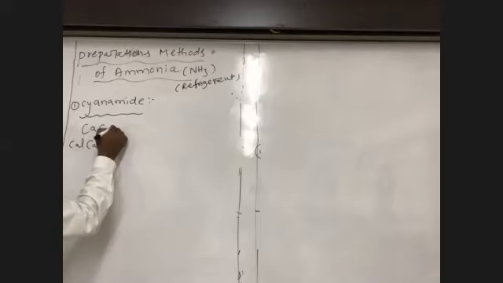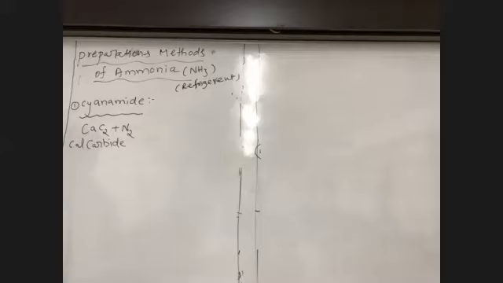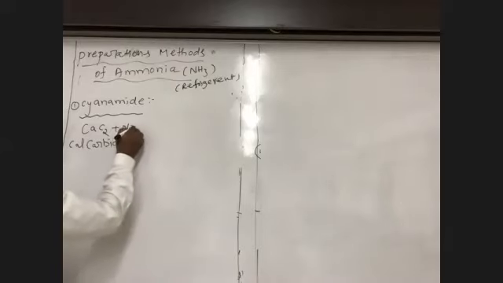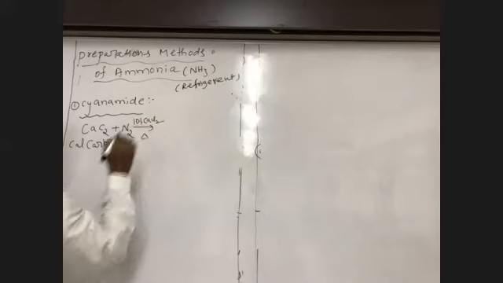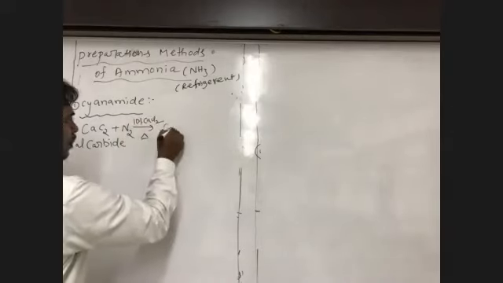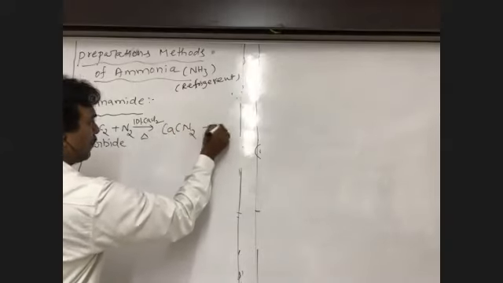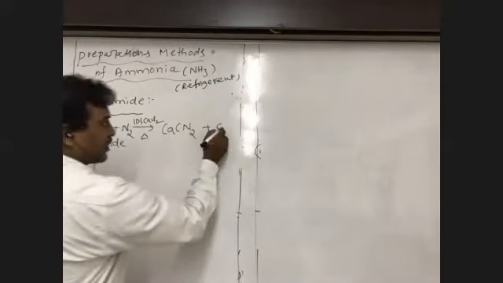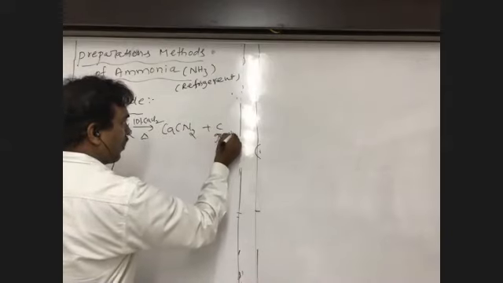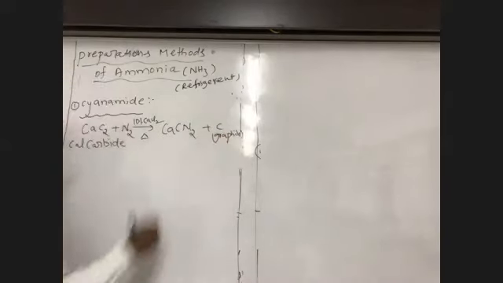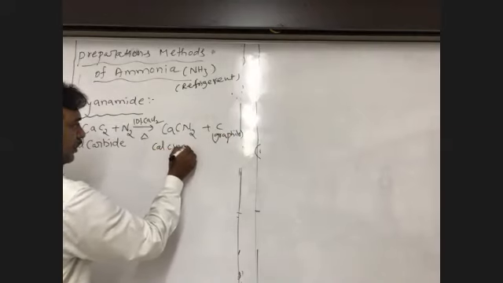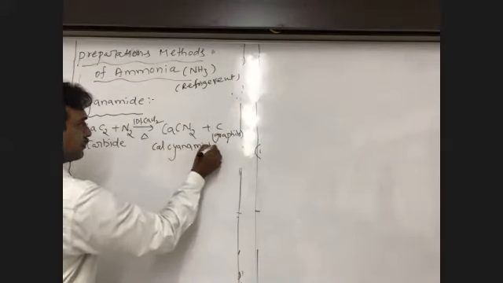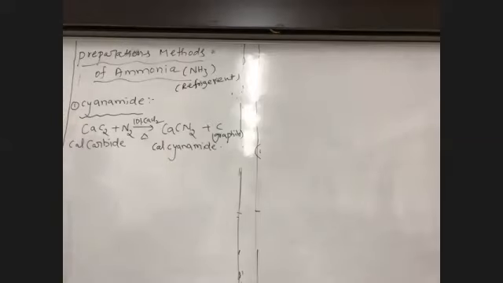Here calcium carbide reacts directly with nitrogen in the presence of 10% CaCl2 at high temperature to form the compound CaCN2 plus C. C means carbon, and the carbon is present in the form of graphite. CaCN2 is called calcium cyanamide.